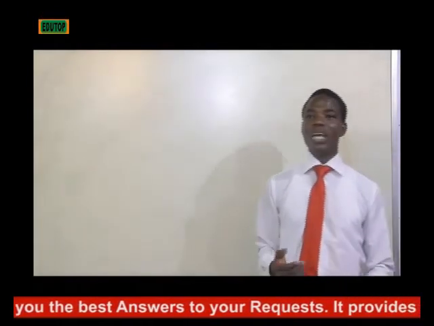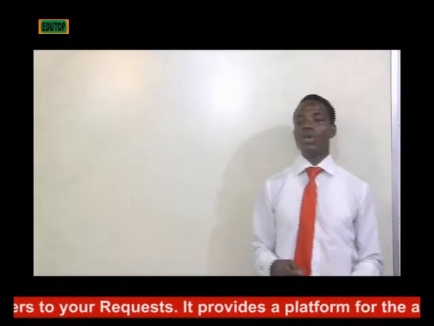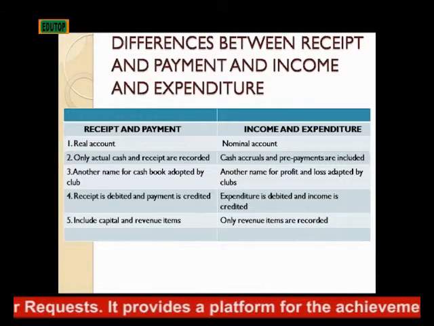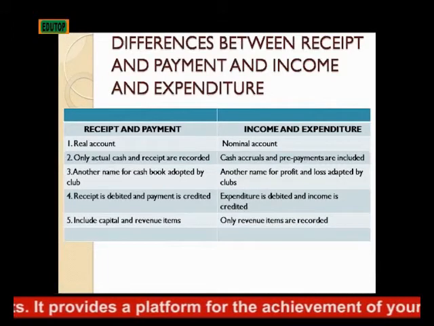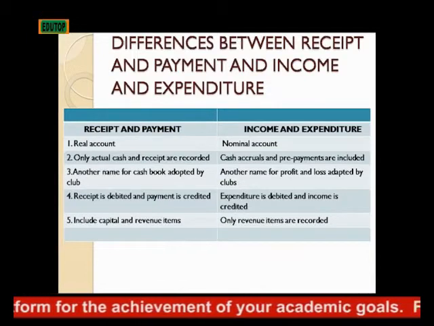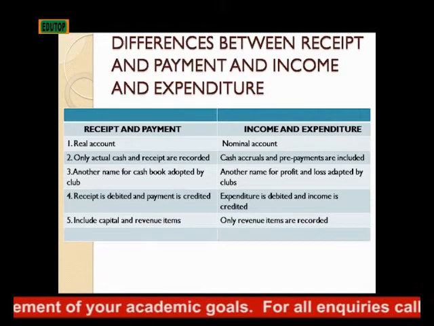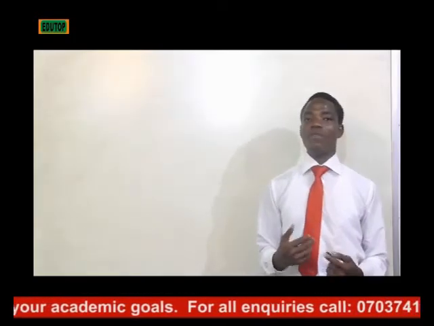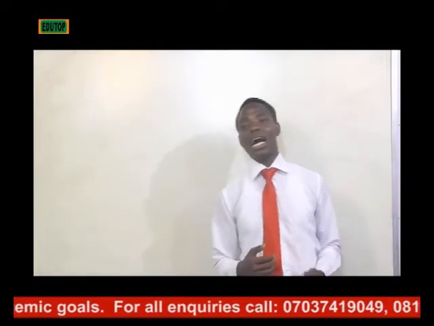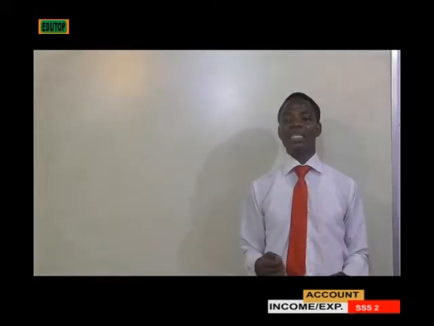So what are the differences between receipt and payment and income and expenditure? They quite have differences. Number one, receipt and payment is a real account. Yes, it is a real account. We've done that in SS1. You know, we have a classification of account where we have a personal and impersonal account. Under personal and impersonal account, we have a nominal account and we have a real account.